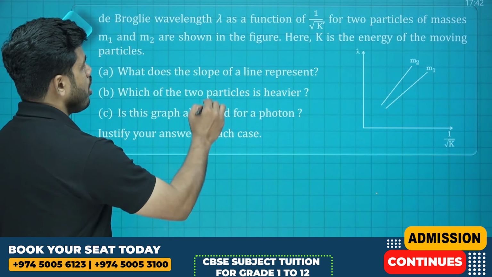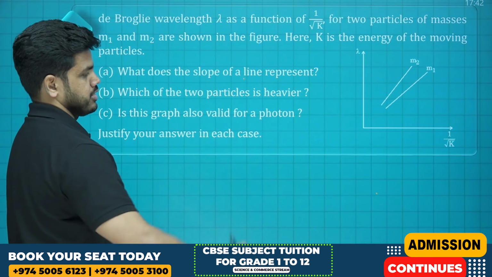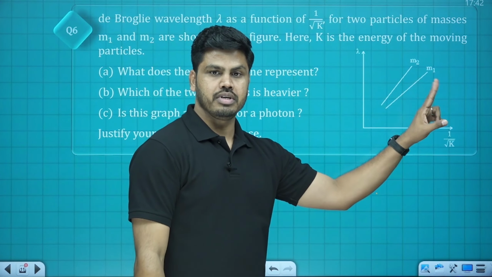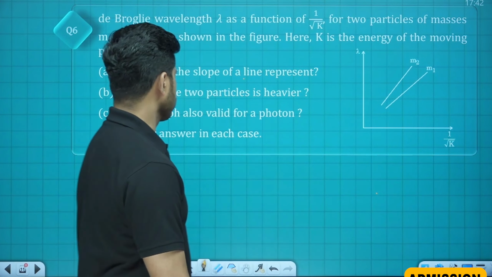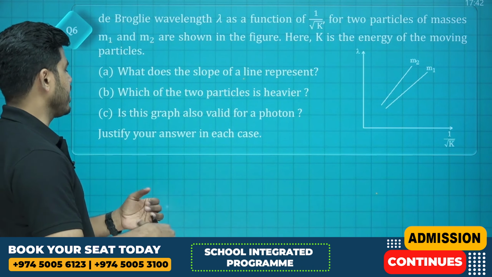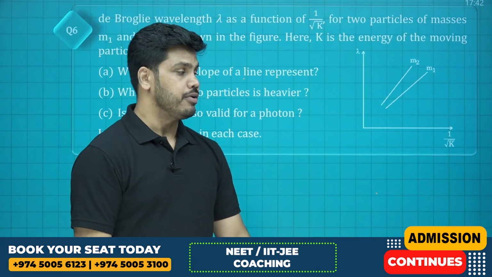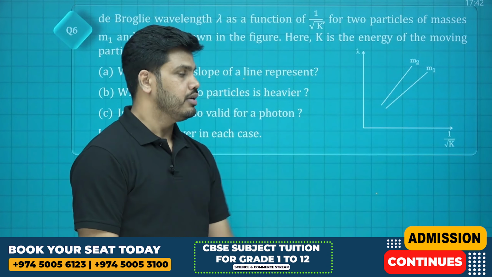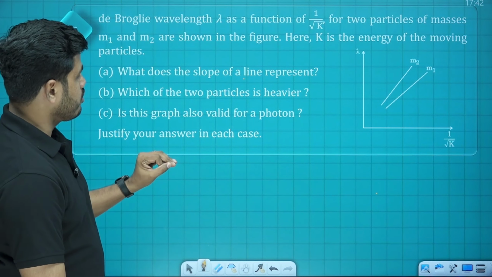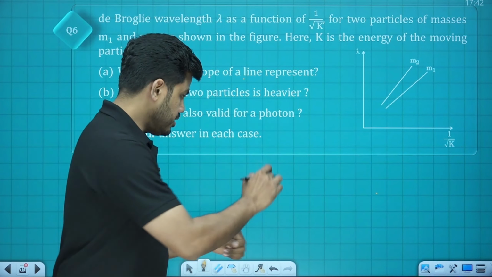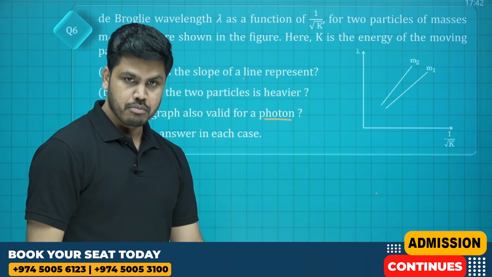Okay, now the question is, what does the slope of the line represent? Yes, we have to find out the slope of the graph. That's the first question. Which of the two particles is heavier? That is what we have to identify from the second part. And the third part of the question, is this graph also valid for a photon? See, photon, we'll come to that, okay?